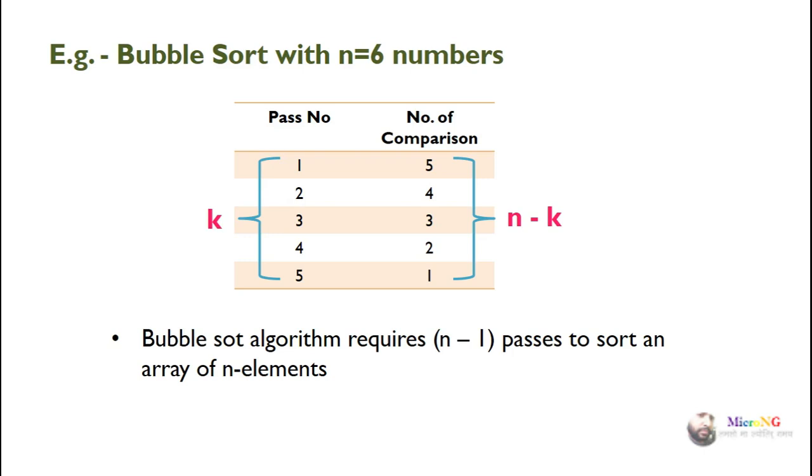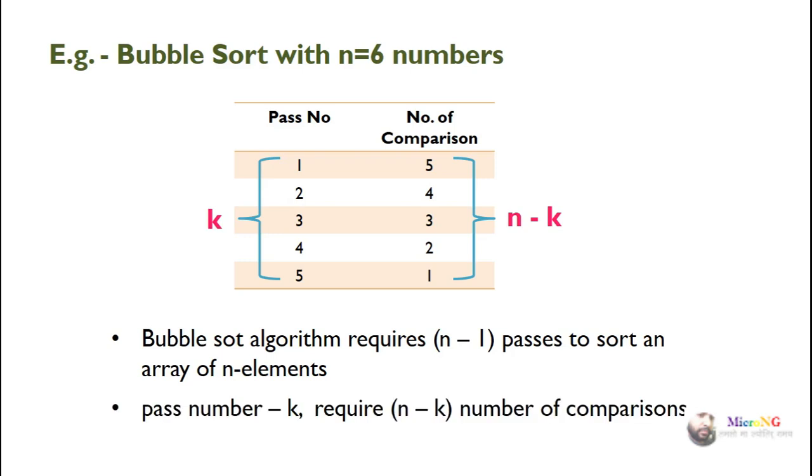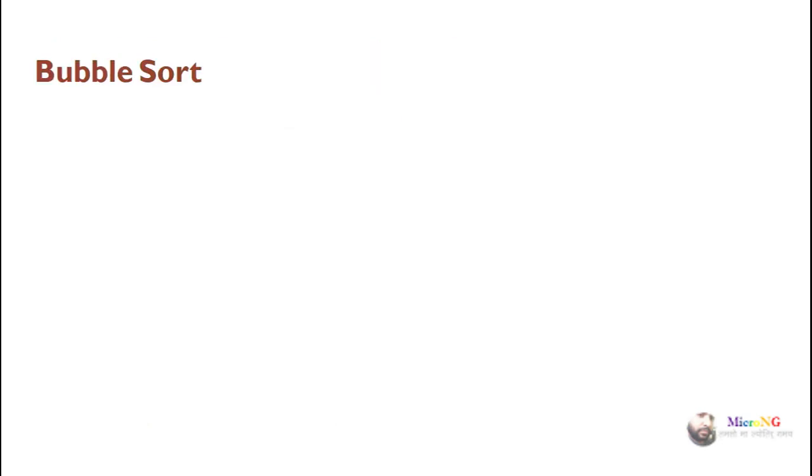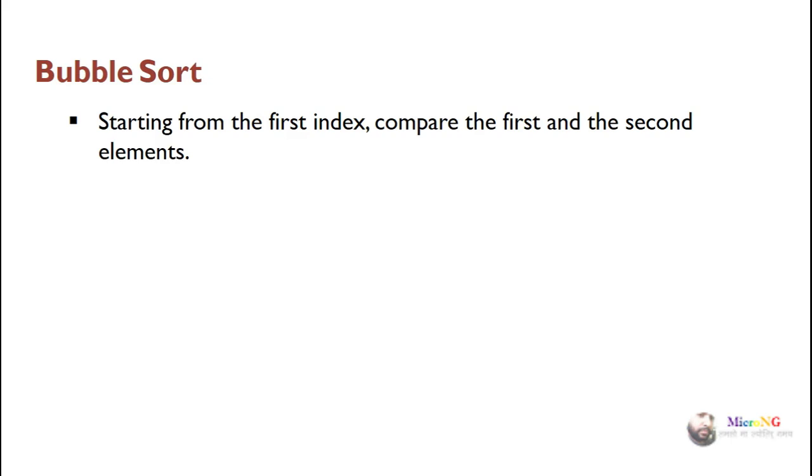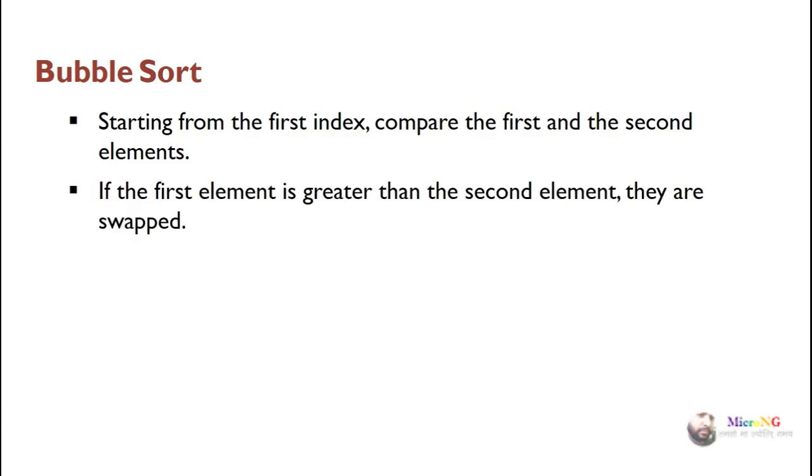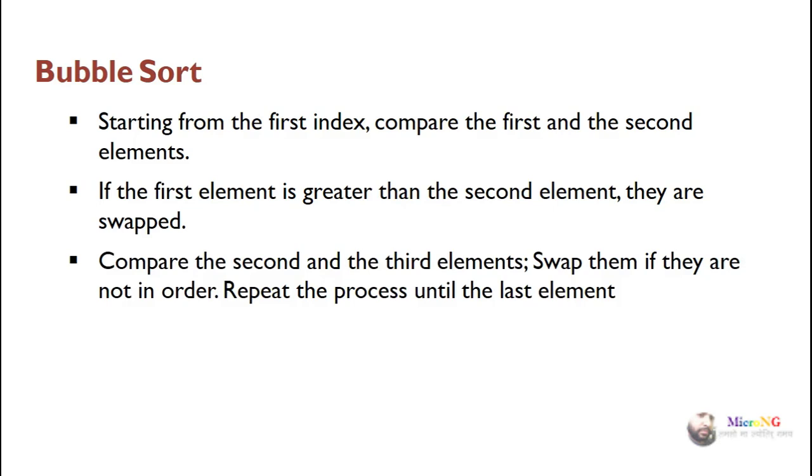In the bubble sort algorithm, we require a total of n minus 1 passes to sort an array of n elements. Pass number k requires n minus k comparisons. So let us see how the bubble sort algorithm works. Starting from the first index, compare the first and second elements. If the first element is greater than the second element, they are swapped. Compare the second and third elements, and swap them if they are not in order. Repeat the process until the last element.